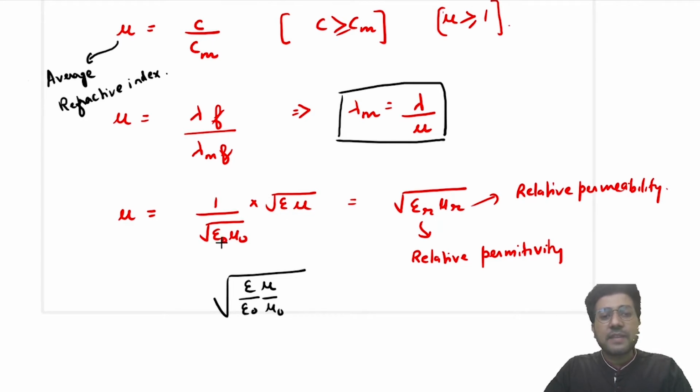Now epsilon by epsilon naught can be written as epsilon r and mu by mu naught can be written as mu r. So mu is equal to under root epsilon r mu r, where epsilon r is the relative permittivity and mu r is the relative permeability of the medium. So this is the refractive index in terms of permeability and permittivity of the medium.